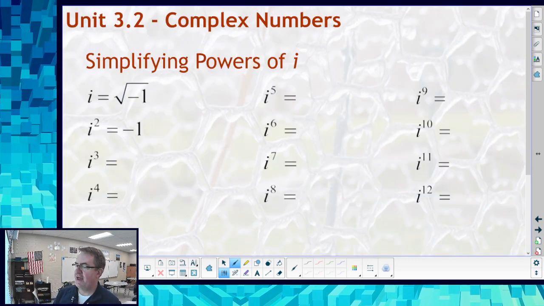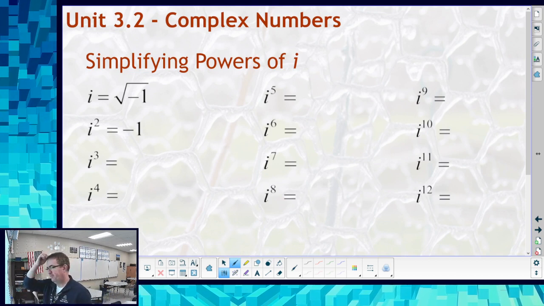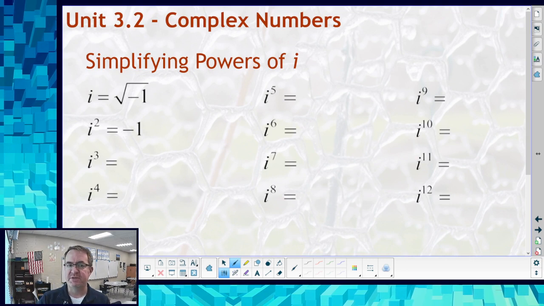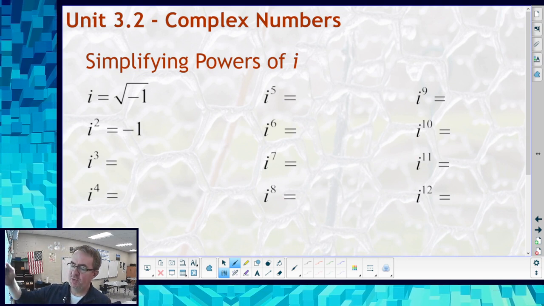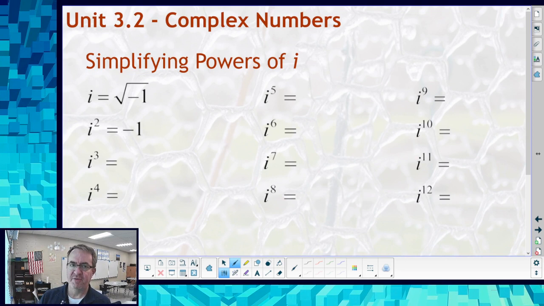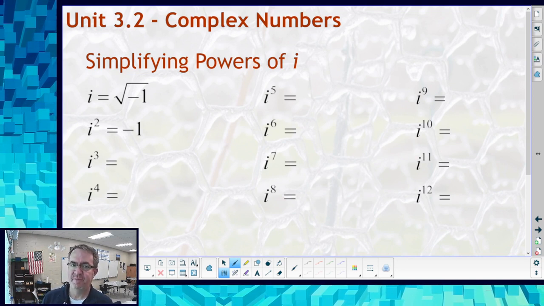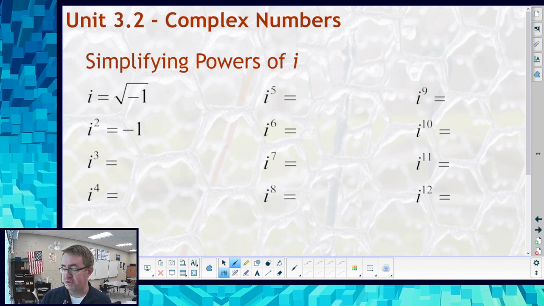Now, what happens in this case? There is a pattern that you will go through and see. So what I want you to do is pause this here in a second, and I just want you to start simplifying i to the third and i to the fourth, and just see what happens. And come on back. All right, so I'm hoping you saw this.